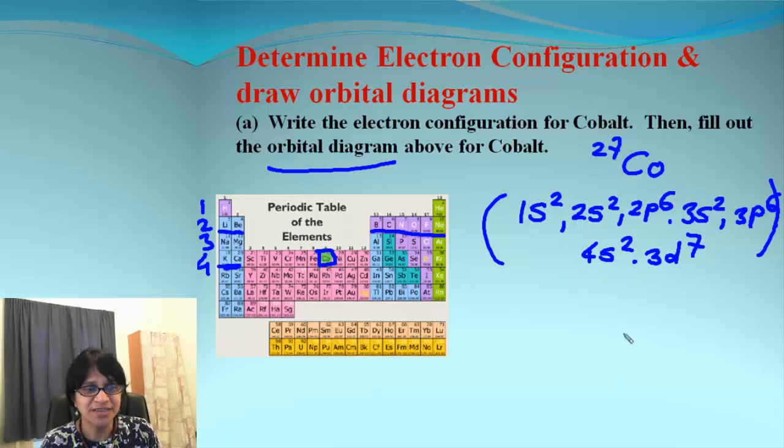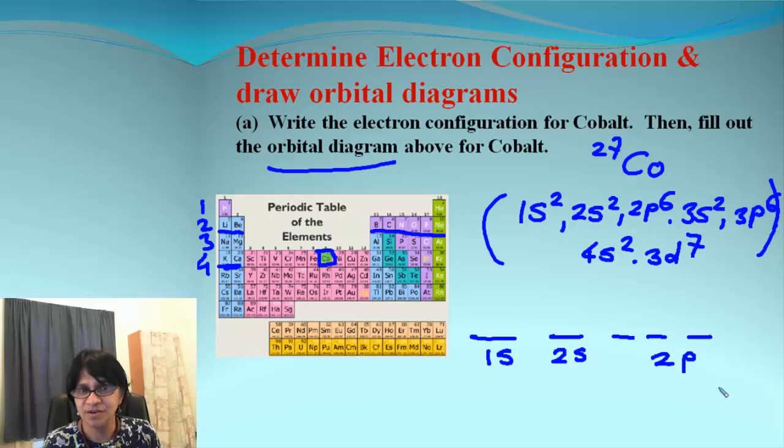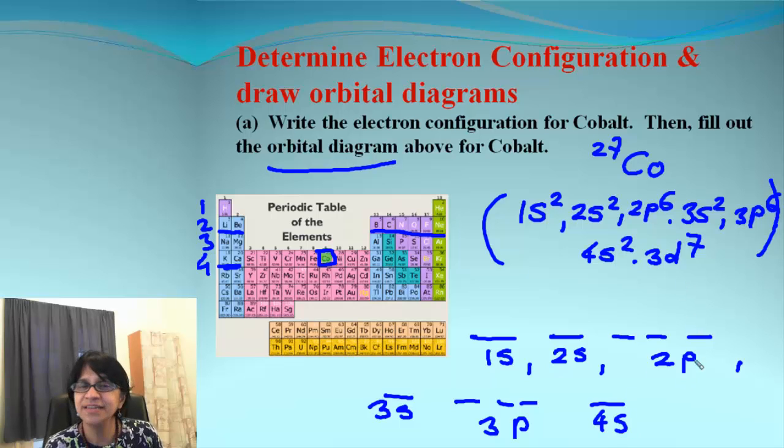simple small lines. So that's going to be my 1s, one line. Next comes 2s. 2s is going to be one line. Then I get 2p, and 2p is going to be 3 lines. What comes after 2p is 3s. 3s will be again one simple line. Then we get 3p. We get 3 lines for 3p. Then we get 4s, again one line, and when we have 3d, which is 5 spaces, so we put there 5 spaces.